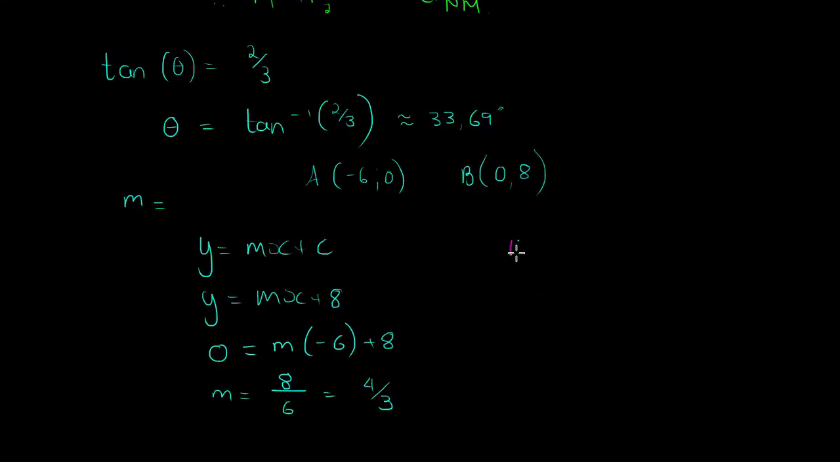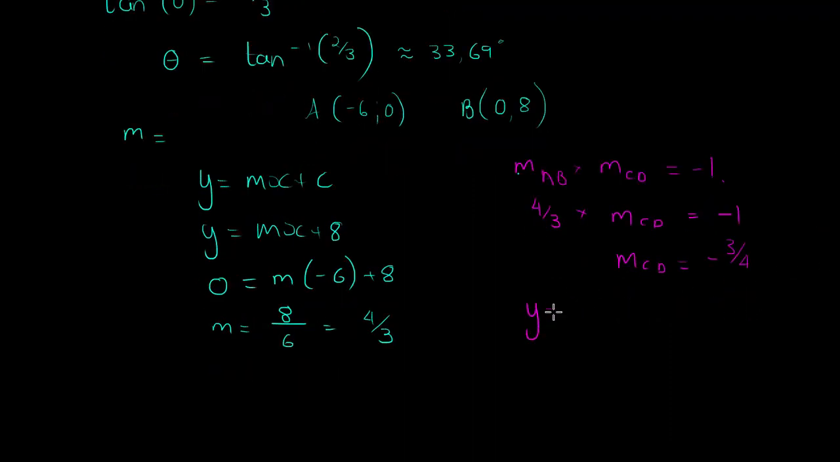Sorry, let's rather start like this. I know that the gradient of AB times the gradient of CD must equal negative 1. That just means that if AB is 4 over 3, then CD will be the reciprocal, swapping the denominator and numerator, and it will have a different sign. So m of CD will be negative 3 over 4.